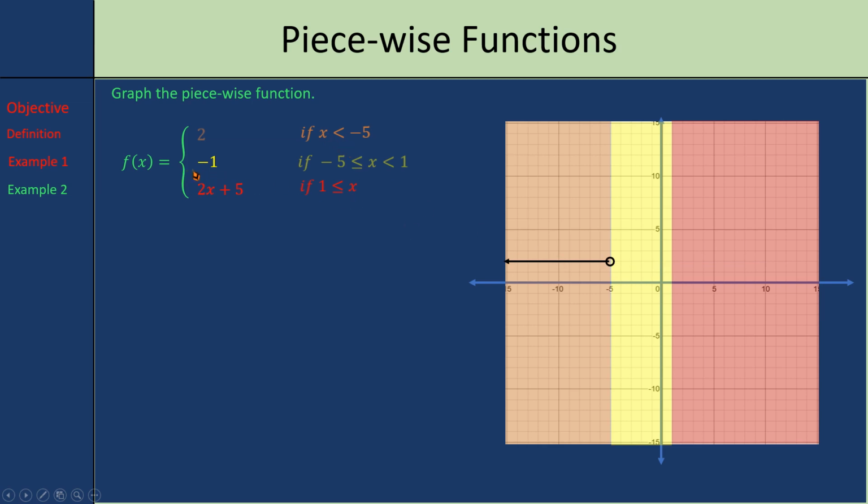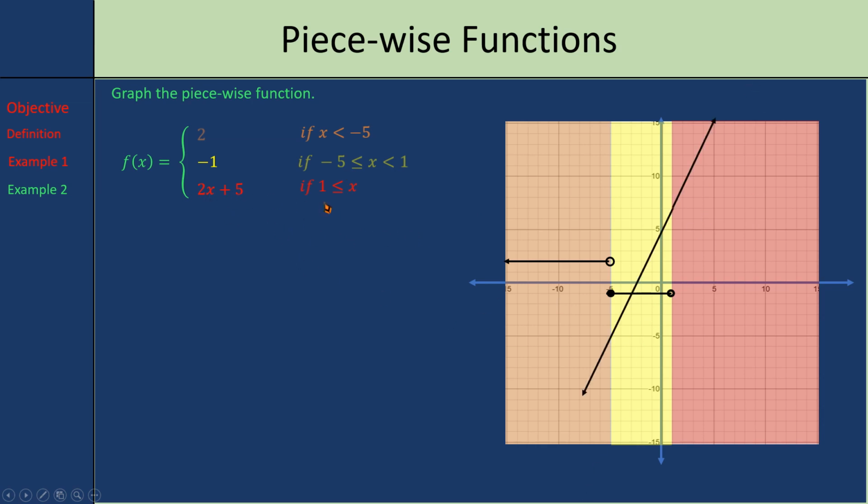The second part I graph is -1. So there's -1, just a line across. However, it's only in the yellow interval, so between -5 and 1. There it is. I erase the other part and I put a solid dot on -5, right? And an open dot on 1. Solid dot, open dot. And then the next one is 2x plus 5.